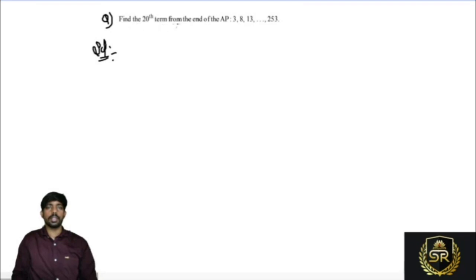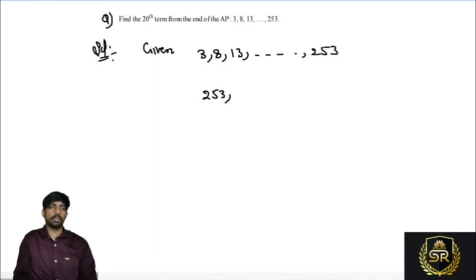Find the 20th term from the end of the AP. The given AP is 3, 8, 13, and so on up to 253. Since the 20th term from the end is asked, it is better to write the series in reverse, starting from 253.